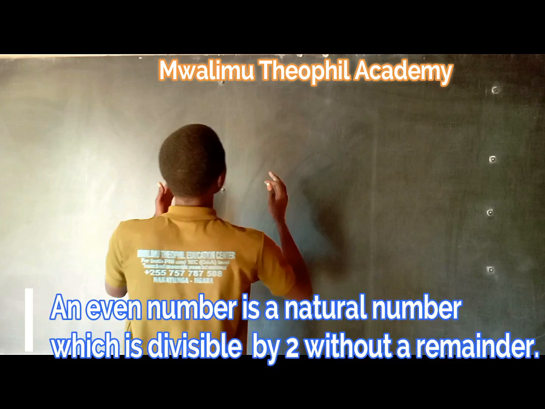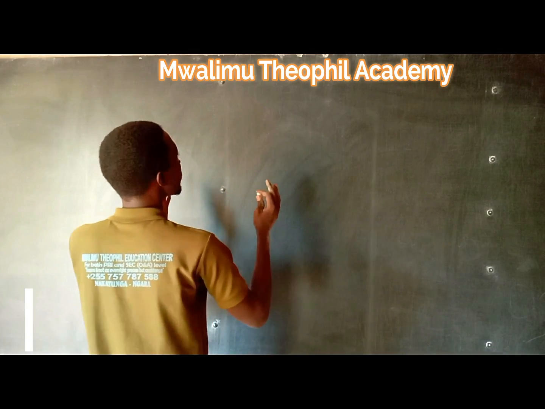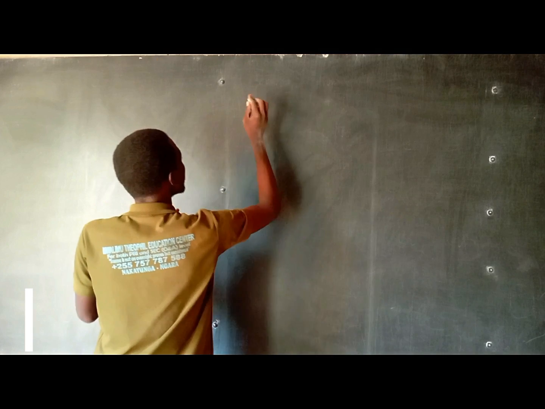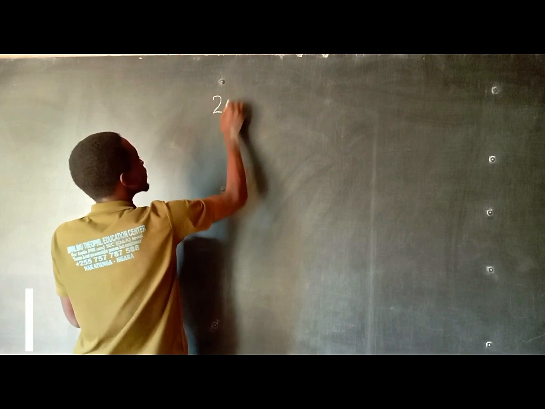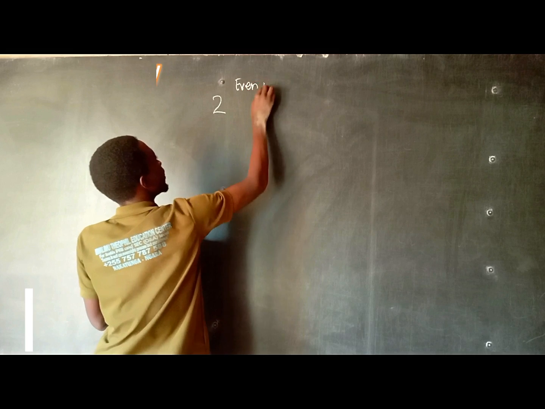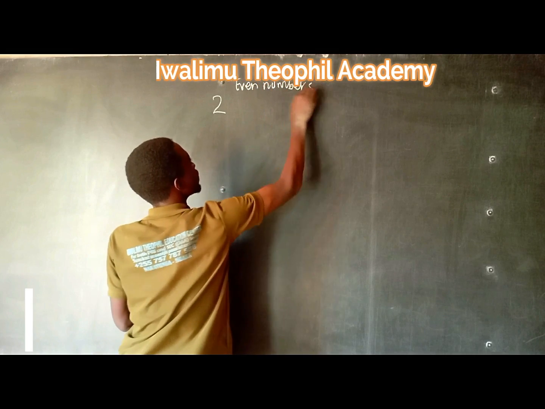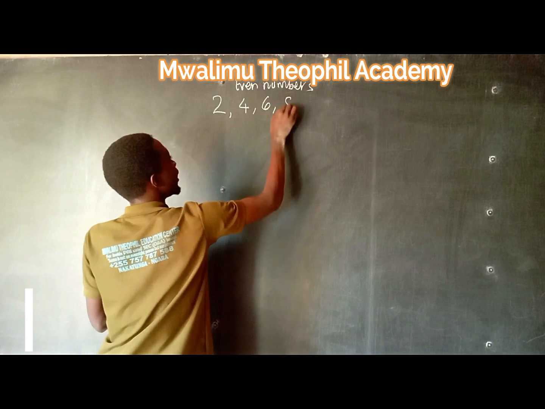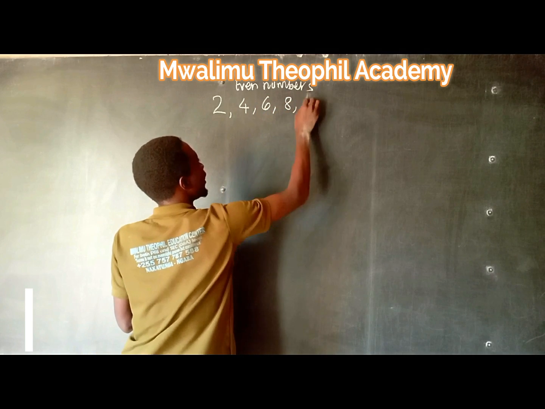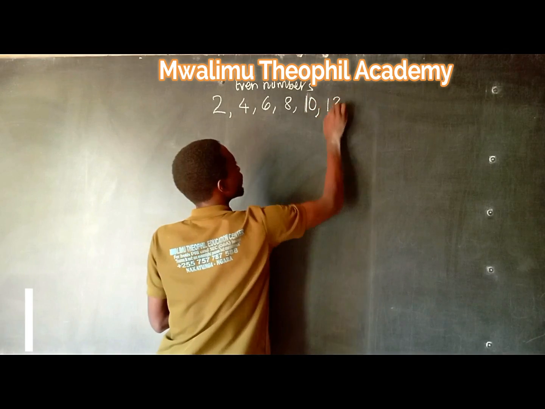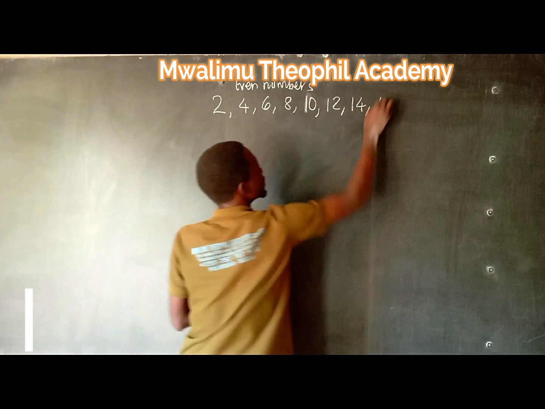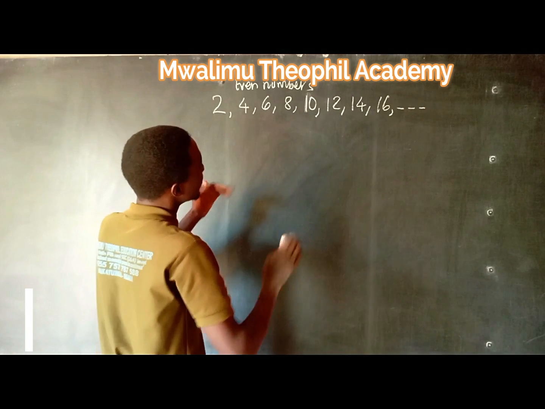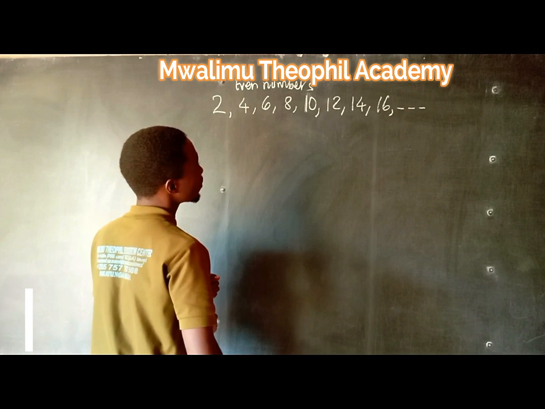If even numbers are the natural numbers which are divisible by 2 without a remainder, it means that an example of even numbers is 2. So examples of even numbers, we have 2, 4, 6, 8, 10, 12, 14, 16, etc. As I have said, all natural numbers which are divisible by 2 without a remainder.